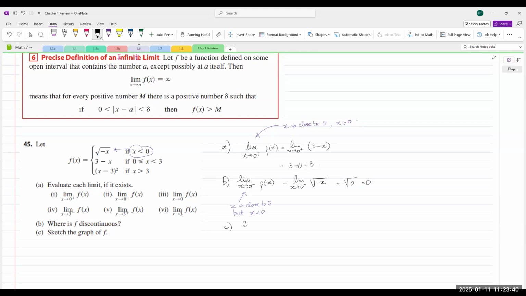Part C, how about the two-sided limit? Limit as x approaches 0 of f(x). Now we say, because the left-hand limit is 0, the right-hand limit is 3, we say the limit does not exist. Okay, let me explain. Because the left-hand limit, x approaching 0 from the left-hand side of f(x), is not equal to the limit as we approach from the right-hand side.